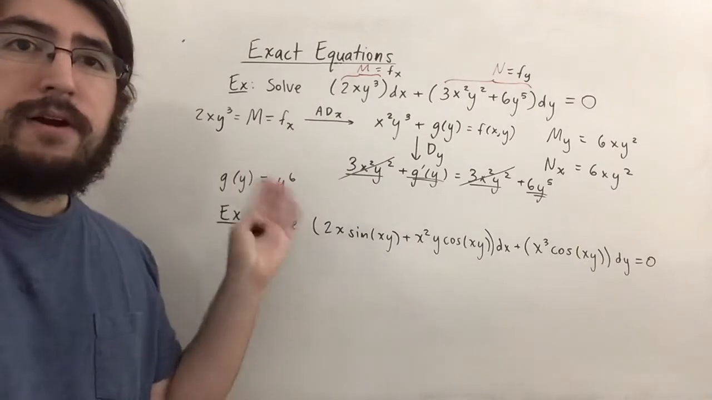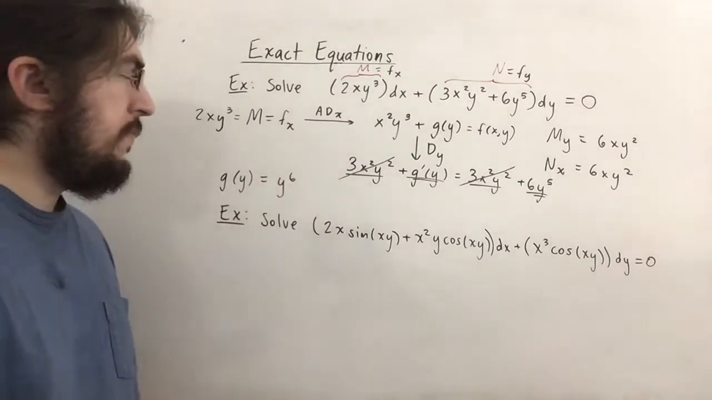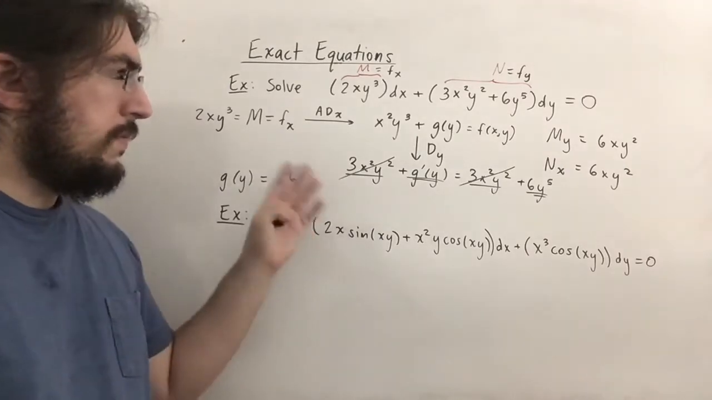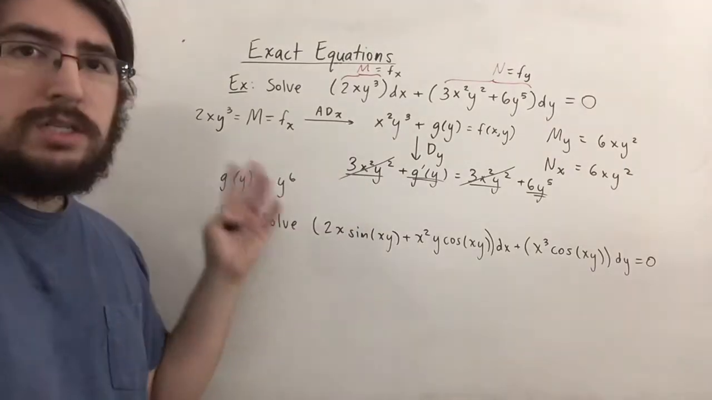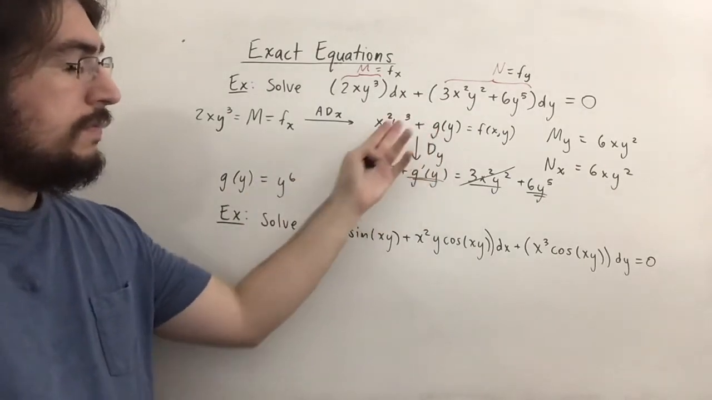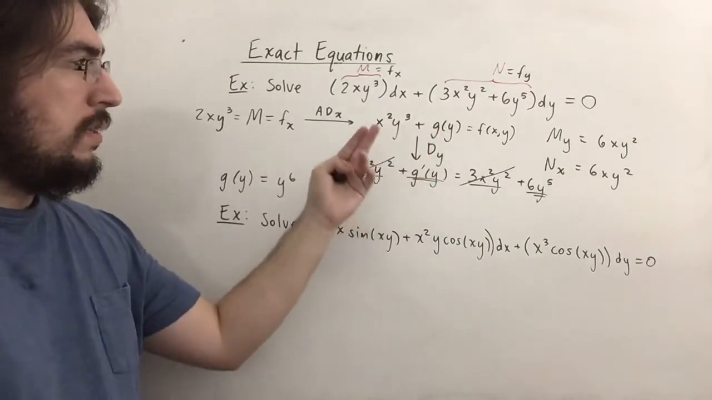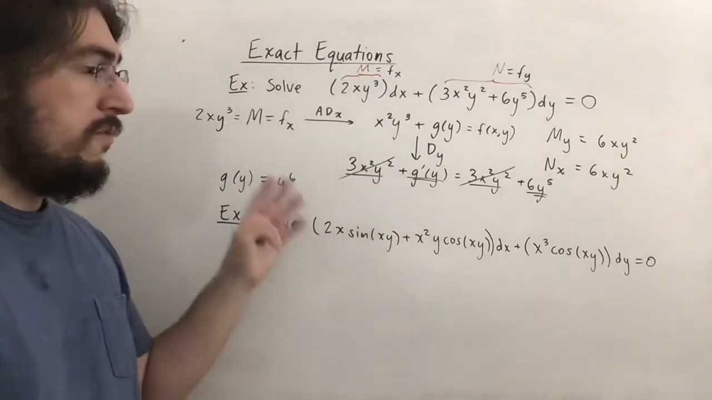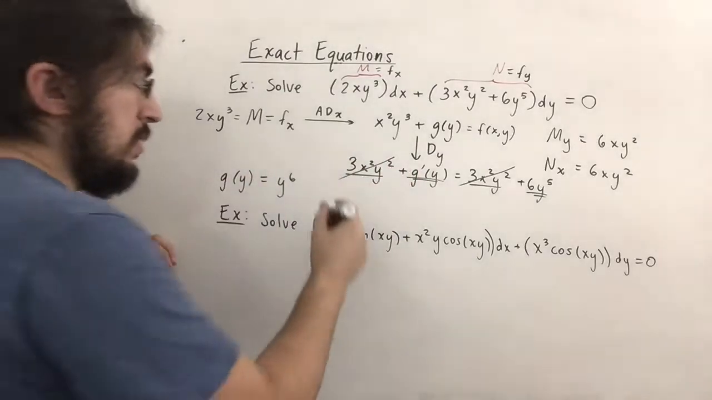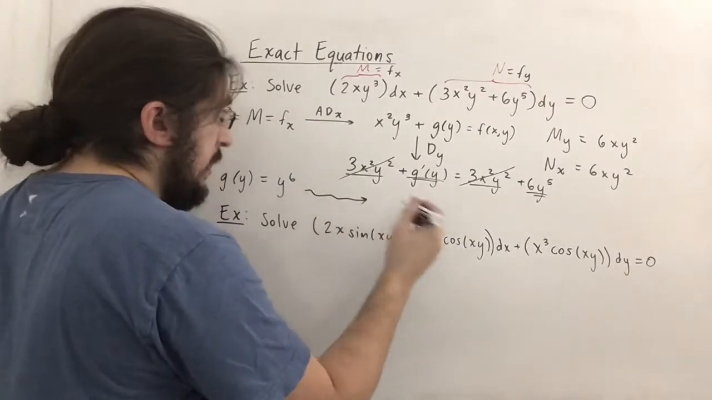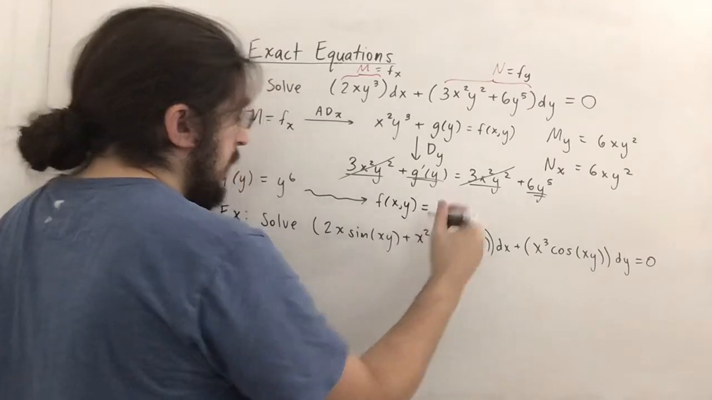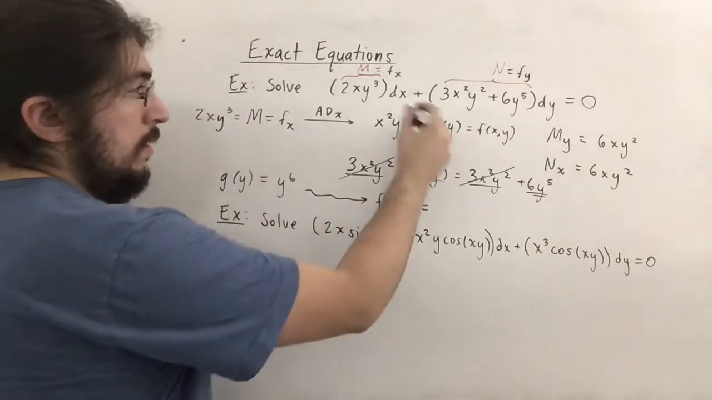We don't really care about writing plus c itself. The reason for that, you'll see once we finish the problem in a second, but just know that we're not going to write plus c when we take the antiderivative of the function purely in terms of one variable, like we've just done here. But anyways, now we have somewhat of a solution. So our solution is the following: f of x comma y is equal to this.